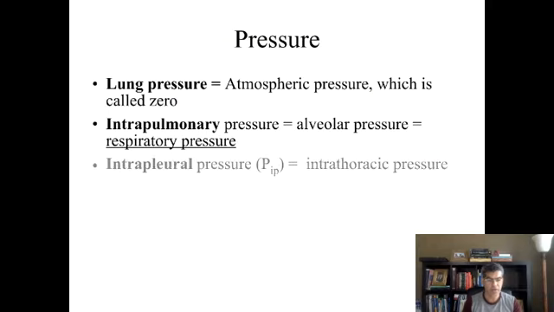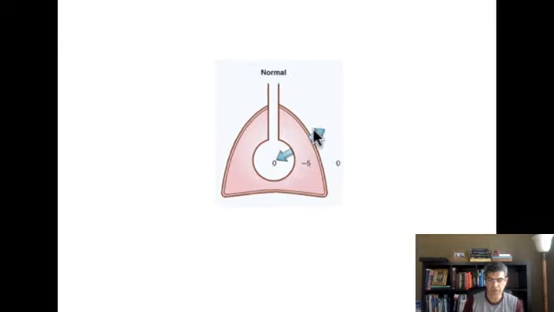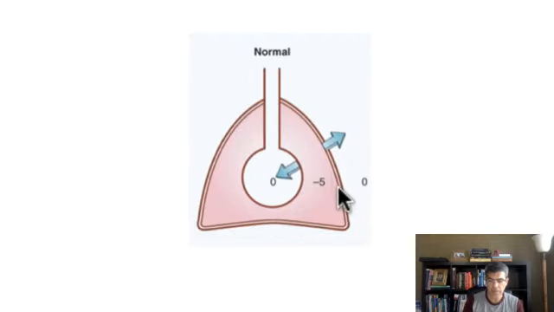The next pressure that you need to know is intrapleural pressure. It's a pressure between the visceral and parietal pleura. Let me show you. In this picture, this line here would be the parietal layer. This one would be the visceral layer. This space here is the intrapleural space. And the pressure here is called intrapleural pressure. And the name for the pressure here is intrathoracic pressure. This darker one would be the chest wall. This darker wall would be the diaphragm.